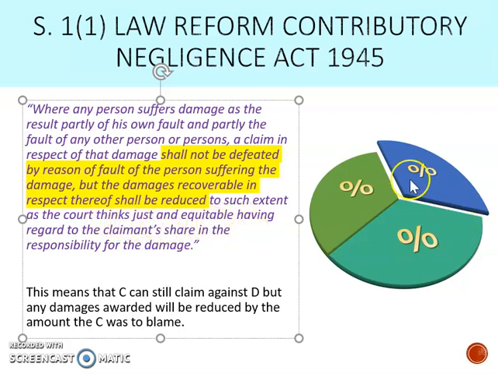So the court is going to reduce the amount of damages that the claimant receives based on how at fault they are for their own damage. And the burden of proof is going to be on the defendant here to show that the claimant failed to take proper care in the circumstances for their own safety and that this was a contributory cause of the damage suffered. So we'll have a look at some cases that help to illustrate this.